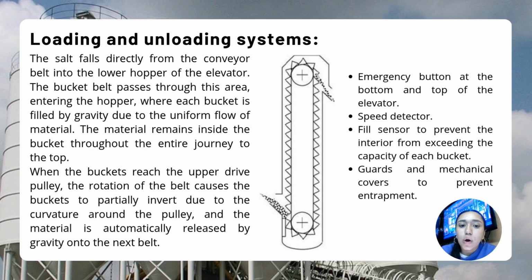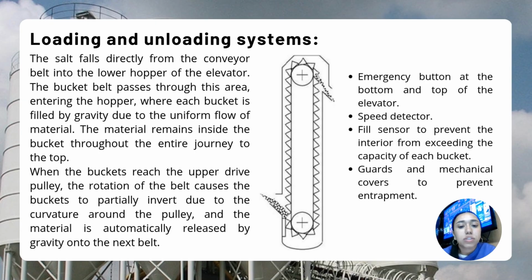In the loading and holding system, we find that the salt falls directly from the conveyor belt onto the lower opening of the elevator. The buckets pass through this area, and each bucket is filled by gravity due to the uniform flow of material. The material remains inside the bucket throughout the entire path to the top.